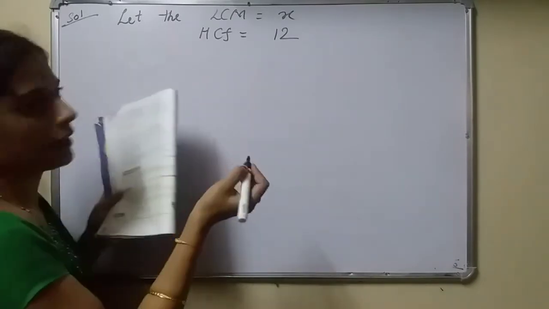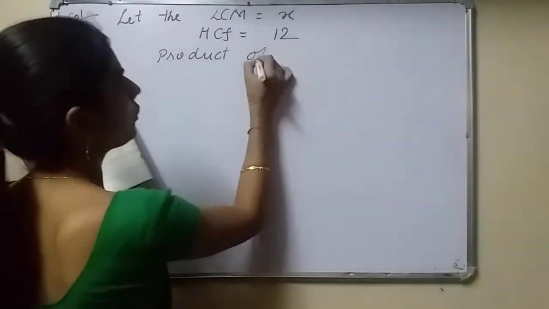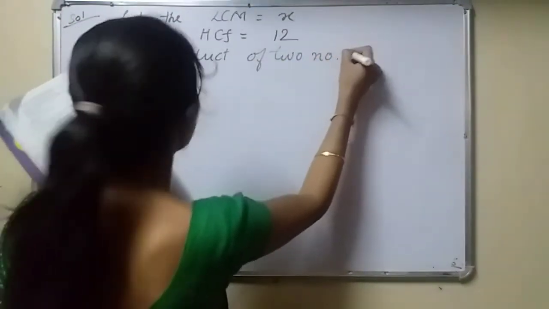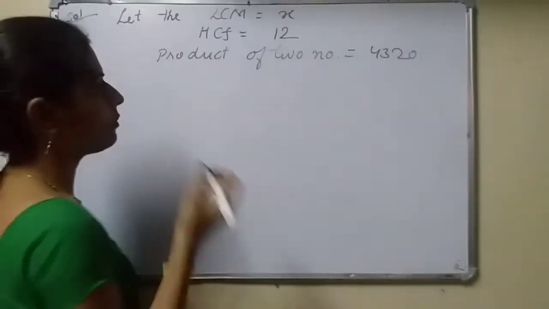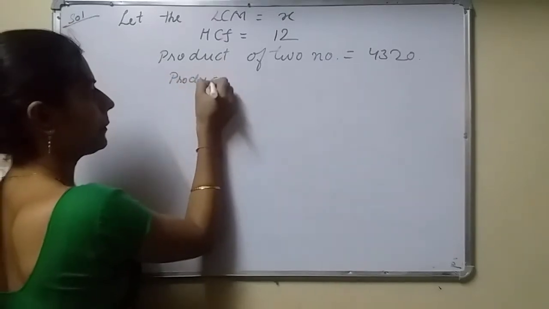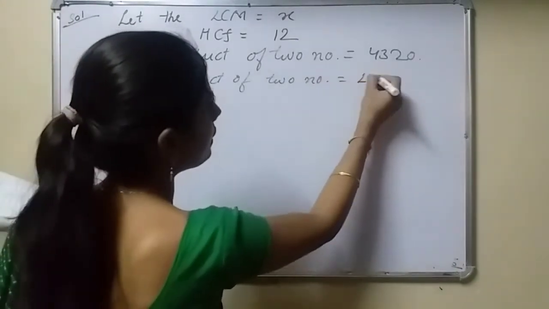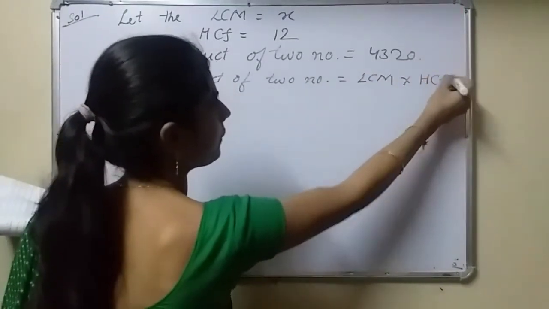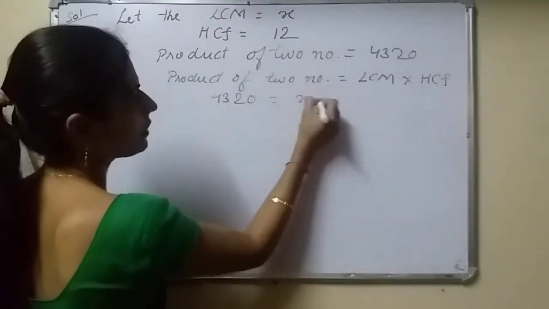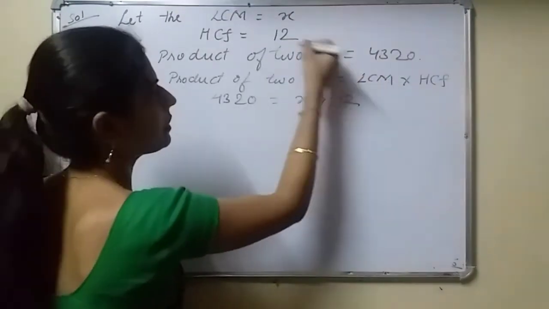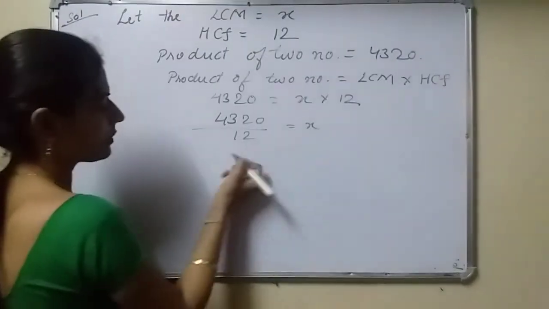Their product is not given here. So, the product of two numbers is equal to 4320. What is the formula for it? Product of two numbers is equal to LCM into HCF. Means 4320 is equal to X into 12. X is the LCM and HCF is 12. Now see, 4320 divided by 12 is equal to X.